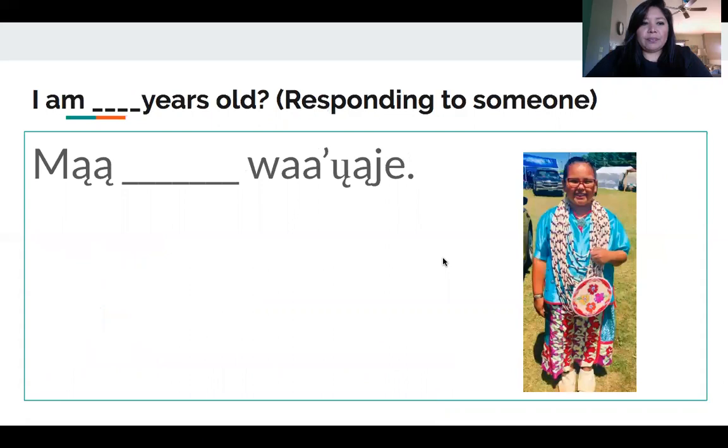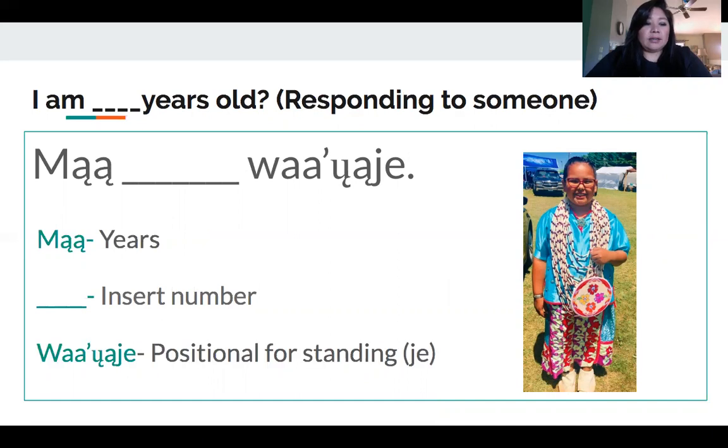Okay. Now, if you're going to respond, say I asked my daughter this, Ma Janaha Wash Unaje, because she's standing, then she would say, she's 10 years old right now. So she would say, Ma Ketapanija Wa Wanjade. Ma Ketapanija Wa Wanjade. Okay. Again, Ma is years. She just put her number in there, how old she is. And then she used the positional for standing because she's standing.